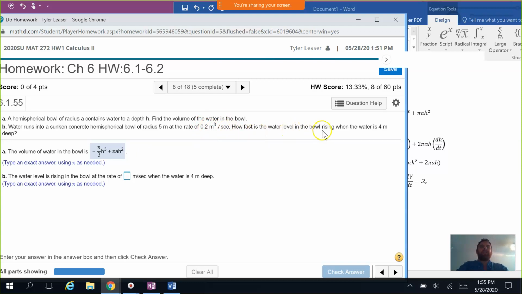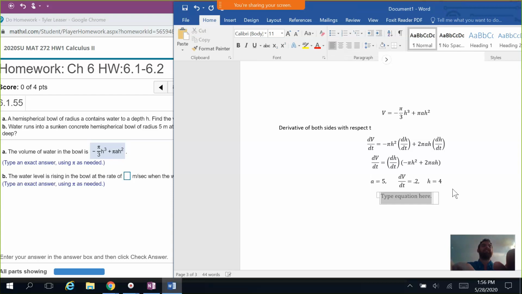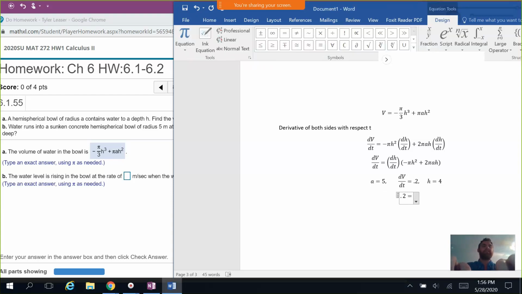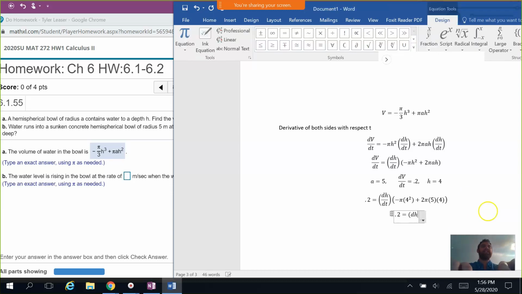How fast is the water level rising? That's dh dt. When the water at the moment is 4 meters deep, that means that h itself is 4, and we have to find dh dt. So you just plug in all that stuff. We leave the dh dt alone because we don't know what that is, but we plug in 4 for h, the 0.2 for the dv dt, and 5 for the a. Then we just simplify the stuff down until we get dh dt by itself.